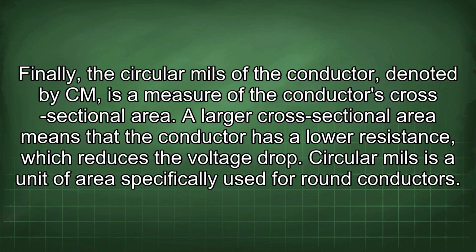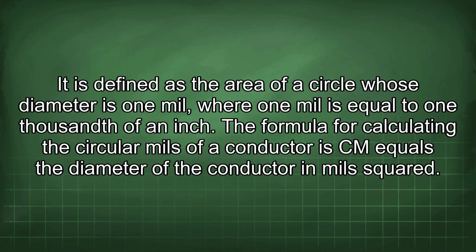Finally, the circular mils of the conductor, denoted by Cm, is a measure of the conductor's cross-sectional area. A larger cross-sectional area means that the conductor has a lower resistance, which reduces the voltage drop. Circular mils is a unit of area specifically used for round conductors. It is defined as the area of a circle whose diameter is 1 mil, where 1 mil is equal to 1/1000th of an inch. The formula for calculating the circular mils of a conductor is Cm equals the diameter of the conductor in mils squared.